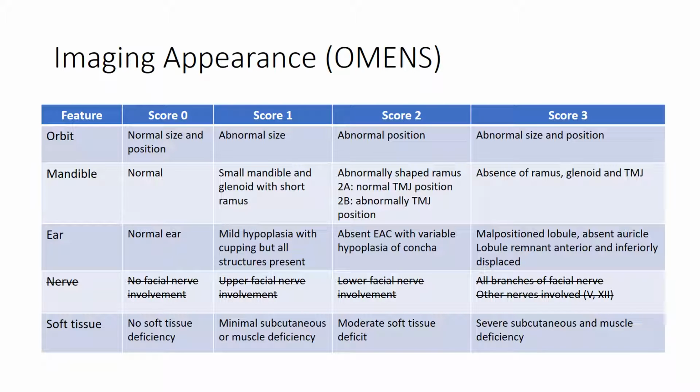So let's move on to the imaging appearance. Essentially, it's the same table minus the nerve because you can't see the nerve on imaging. I suppose with MRI you could, but again, the classification system is really based on the nerve deficit.